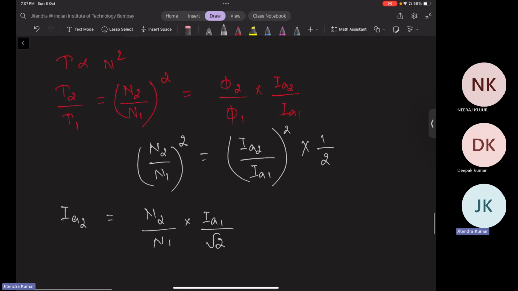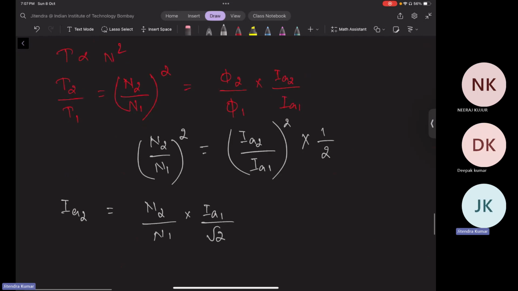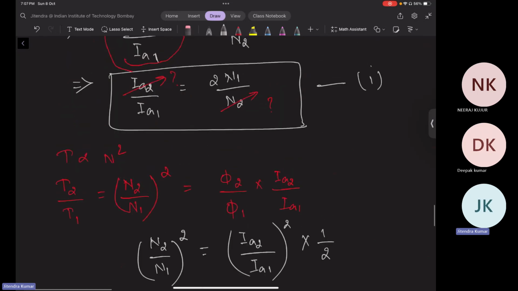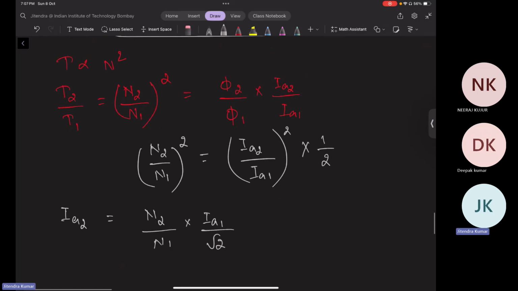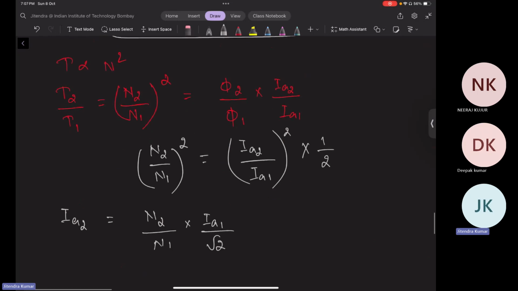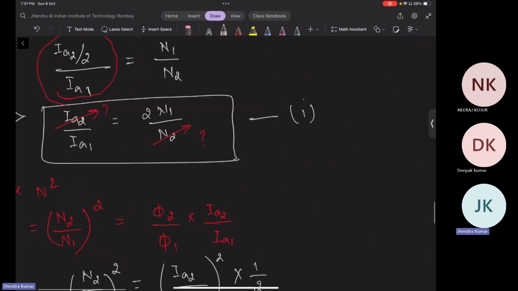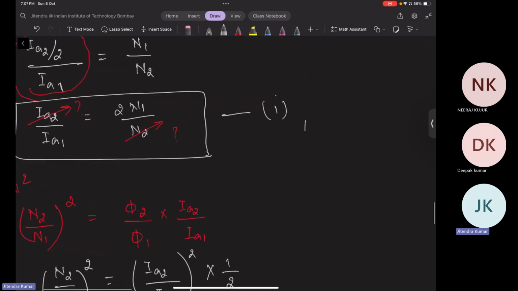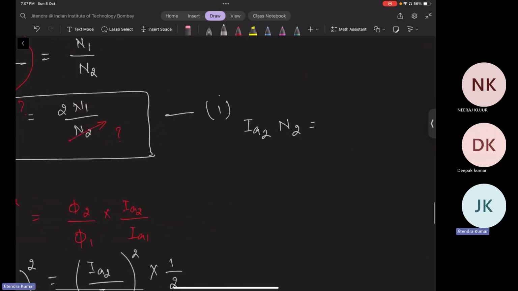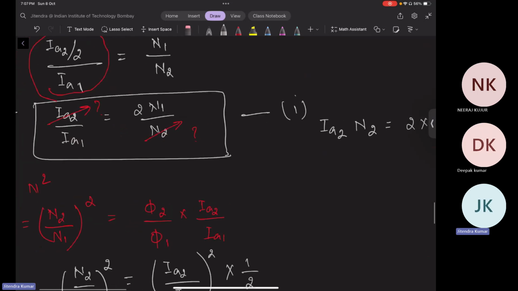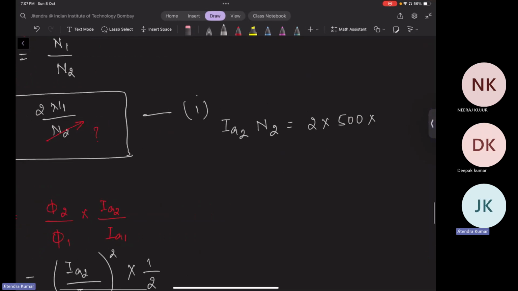Load torque is equal to... But these both are the same equation, right? IA2 by IA1 and N1 by N2. We ended up with different values. So what we do, we just plug in here IA2 into N2 is equal to 2N1 IA1. So 2 into N1 is 500 into IA1 is how much? IA1 was 25.